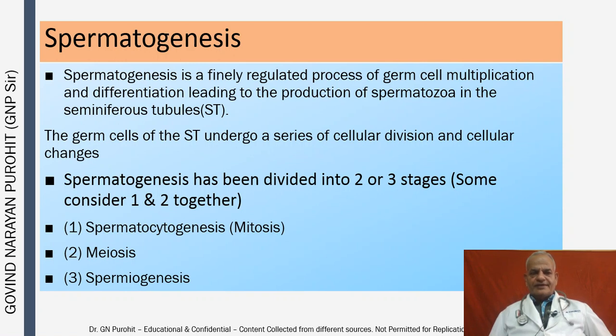The spermatogenesis has been divided into 2 or 3 stages. Some consider 1 and 2 together. The first one is spermatocytogenesis, which involves mitosis, and mitosis is species dependent. Then the second one is meiosis, and the third one is spermiogenesis. So we discuss each one of them.